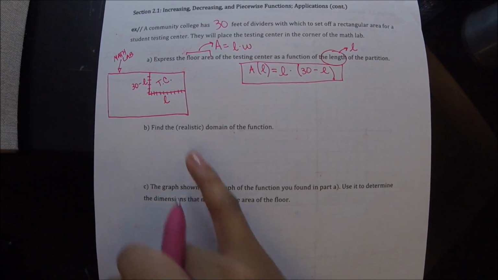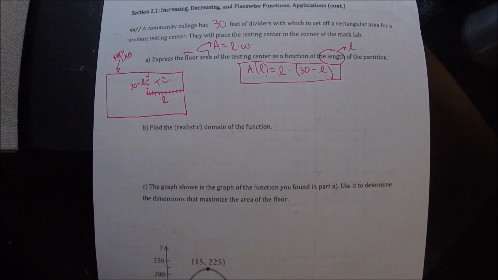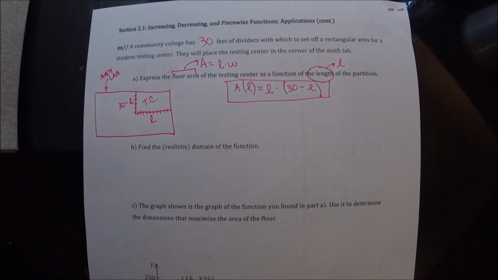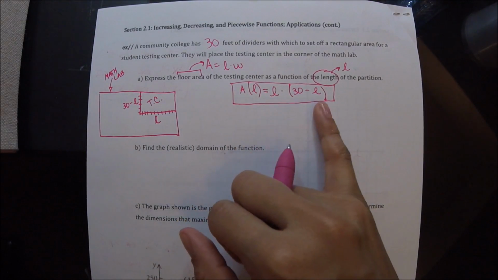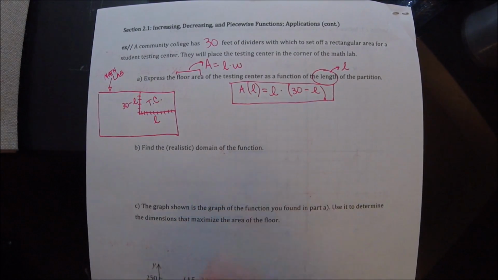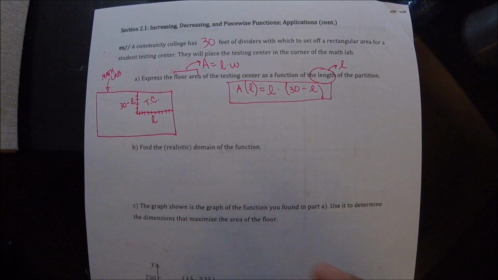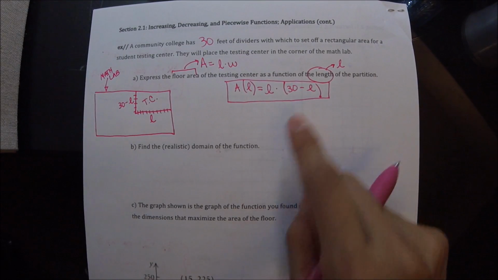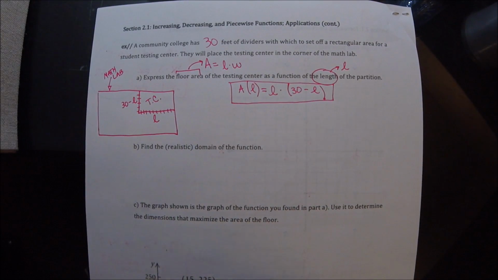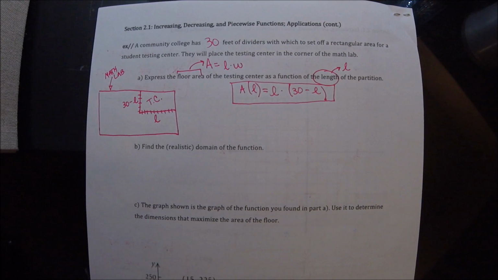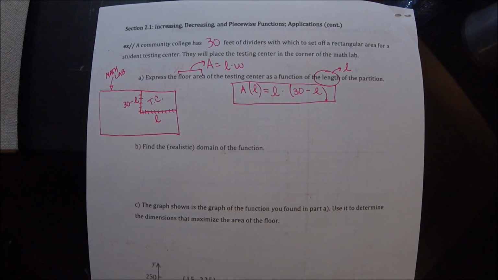Then part B says find the realistic domain of the function. So theoretically, the domain of this function would be all real numbers because we don't have either of those possible two domain issues that we always look for. Right? We always look for if there's any possible denominators that could be 0. There aren't any here. And then the other thing we always look for is even roots, which we don't have that either. However, since this is a real world scenario, we can find a more specific domain.